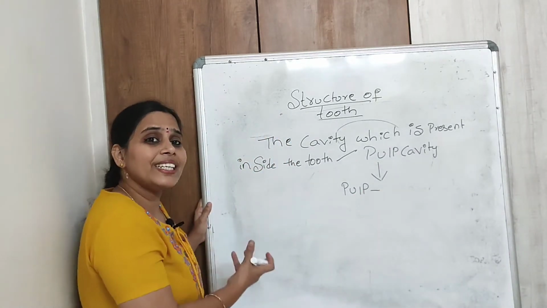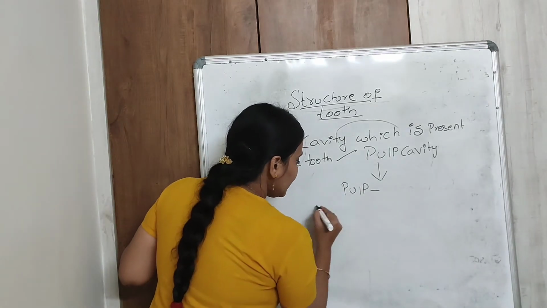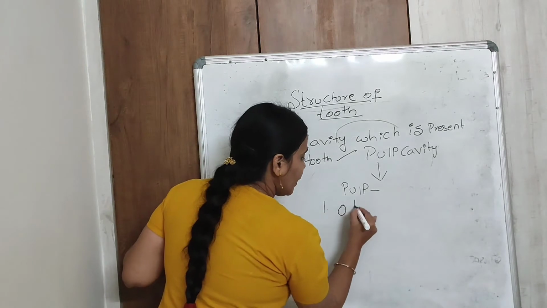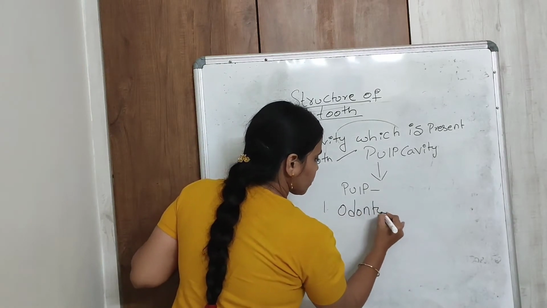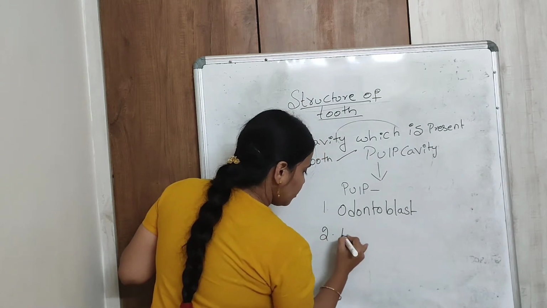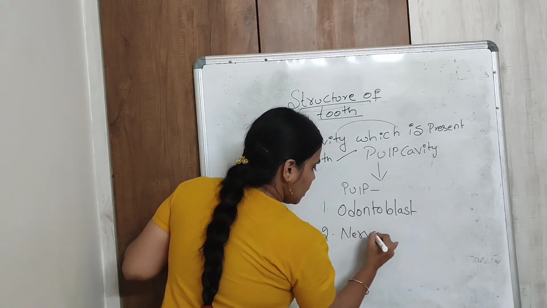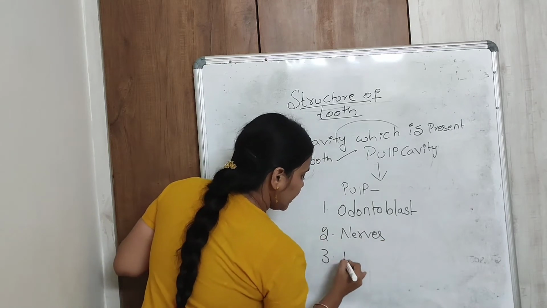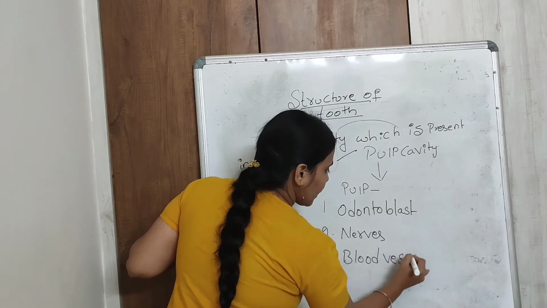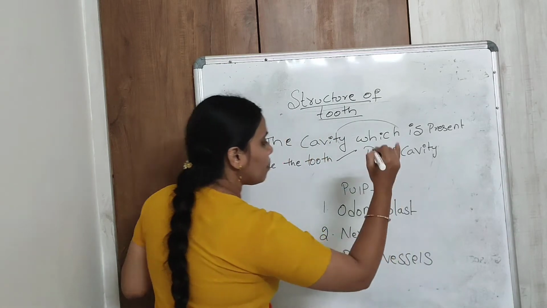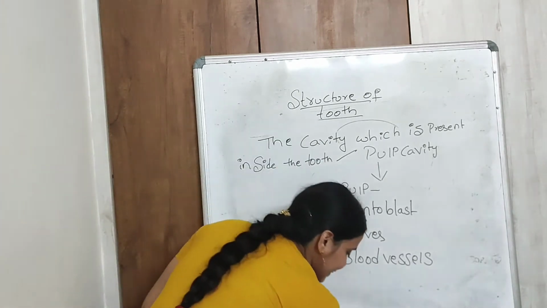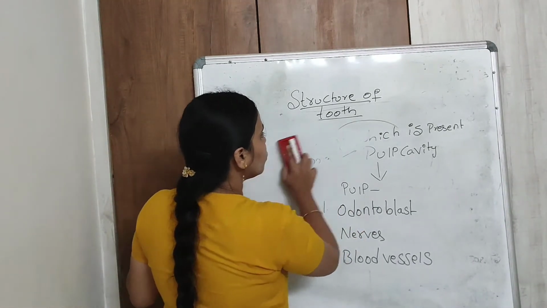And what is present inside this pulp? Three structures are present inside the pulp, children. They are odontoblasts. Second one is nerves. Third one is blood vessels. They are present inside the pulp. Right. Now, the innermost part of the tooth is known as the root.